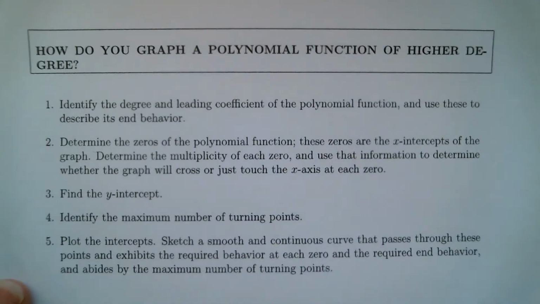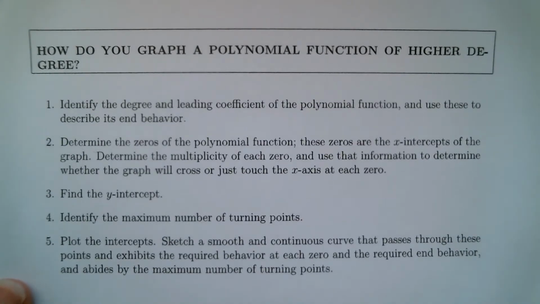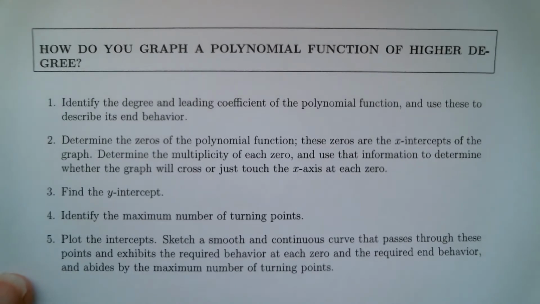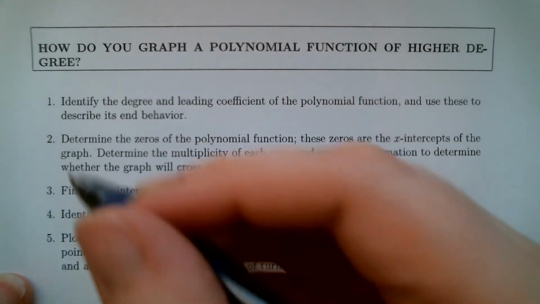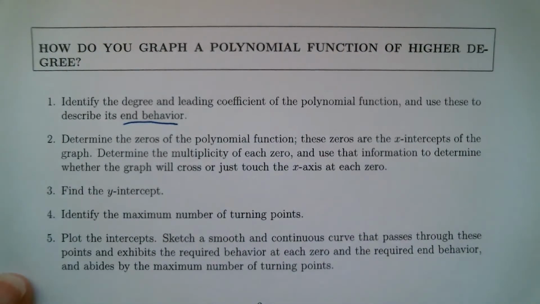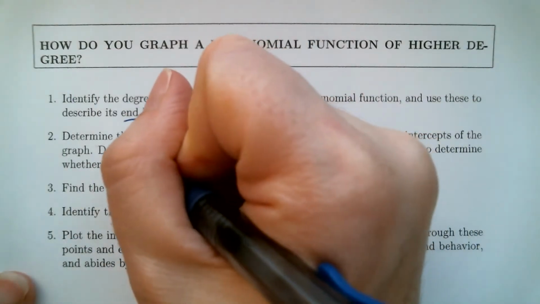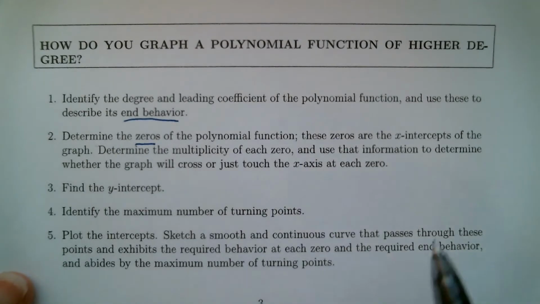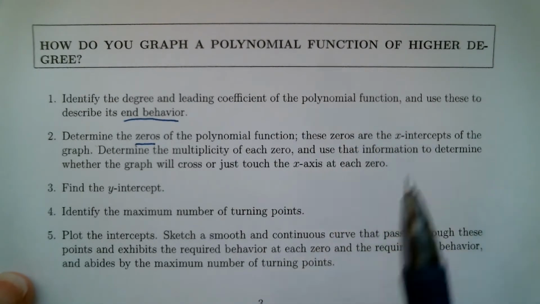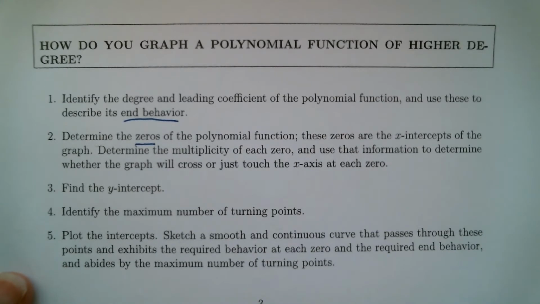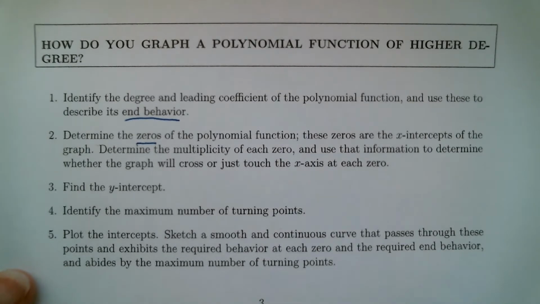So the first thing you're going to do, if you have your polynomial function of higher degree, is identify the degree and leading coefficient of the polynomial function. Then you're going to use these to describe its end behavior, which is something we haven't talked about yet. Then you're going to determine the zeros of the polynomial function. Zeros may sound unfamiliar, but zeros are the x-intercepts of the graph. Zeros, that's a fancy name for x-intercepts. So basically you're going to find the x-intercepts of the polynomial function.